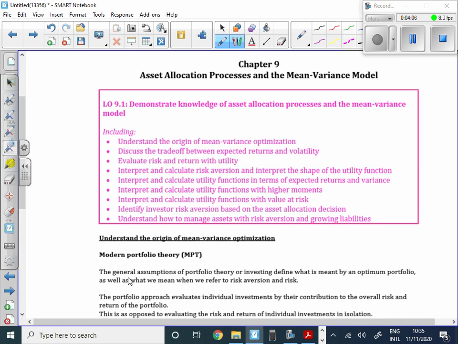We start off over here, guys, and we say demonstrate knowledge of asset allocation processes and the mean variance model. Now, just before we start, let's keep it as simple as we can. The mean variance model, it's in the words, guys, mean variance optimization. And remember, as soon as we're working in the mean variance model, there's always three variables that drive the model.